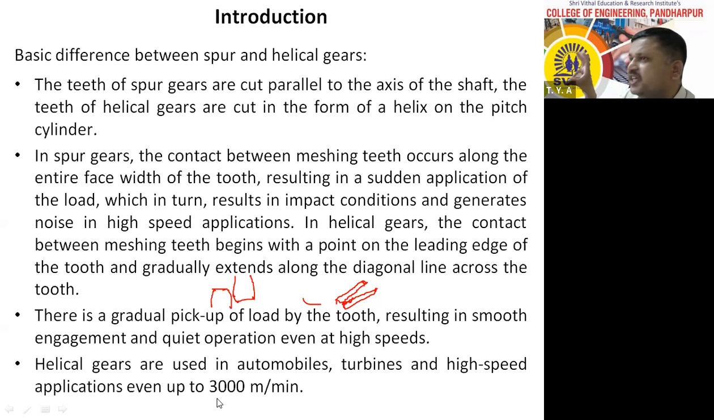In case of spur gear that peripheral velocity is less, but in case of helical gear this is the peripheral velocity. It can be used up to the applications of 3,000 meters per minute. Therefore, this is the basic difference between spur gear and helical gear.